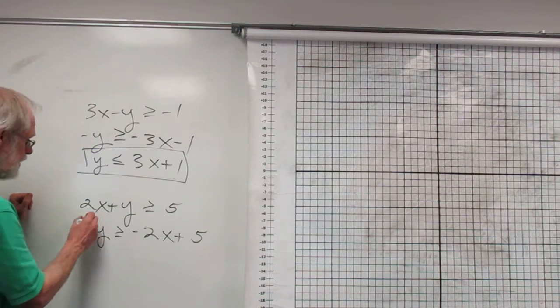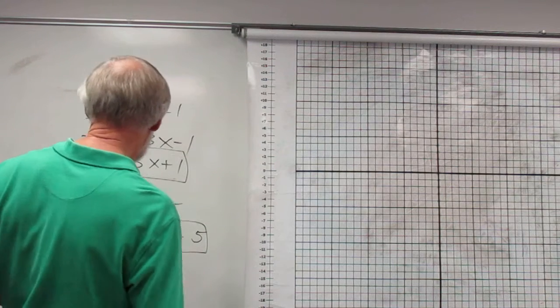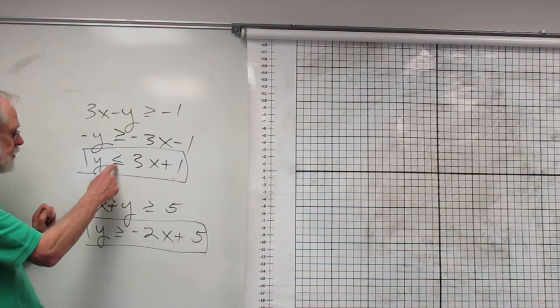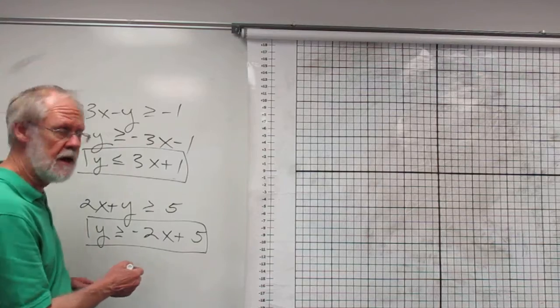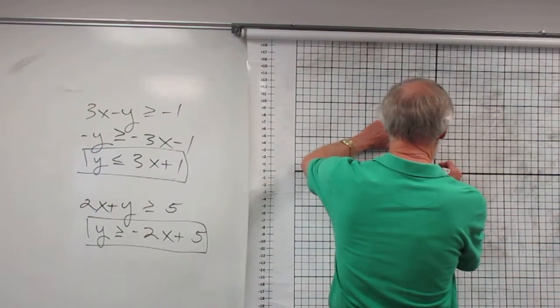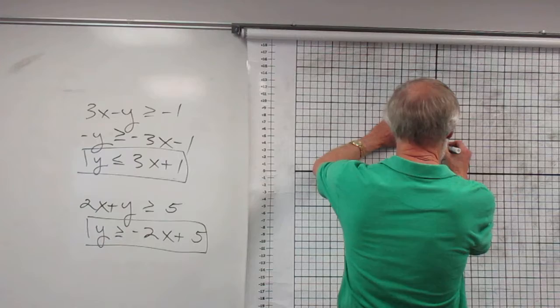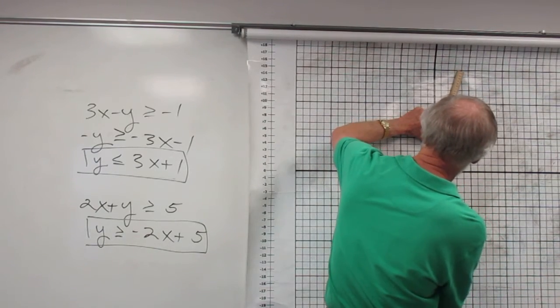All right, so here are our two inequalities. I want to graph them and see what happens. Now notice, by the way, that they both have the equal sign here. So in both cases, I'm going to have a solid line. So y is less than or equal to 3x plus 1. Here is the plus 1. 1, 2, 3 over 1. Solid line, and I'll go ahead and draw that in.